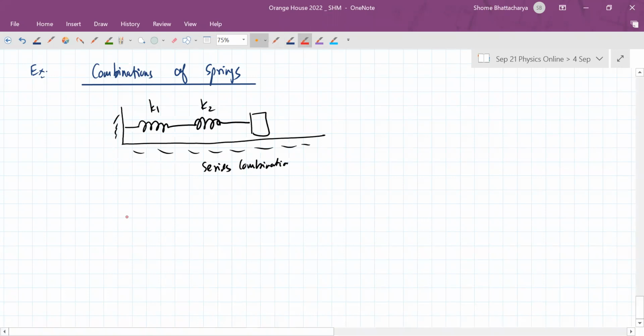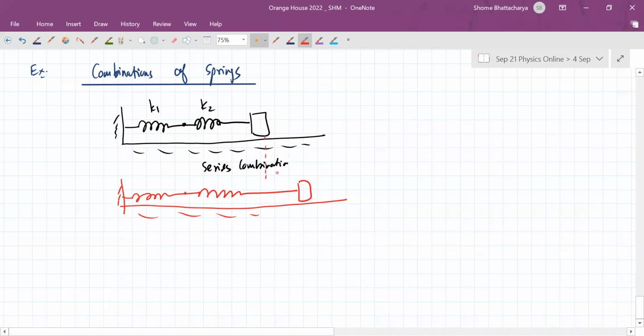So what happens in this type of combination is that if you displace the block by some amount x, let's say, then individually the springs which were of natural length L1 and L2 get stretched by x1 and x2 respectively.